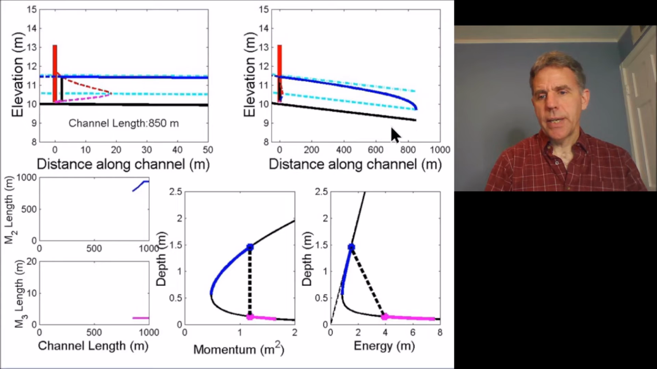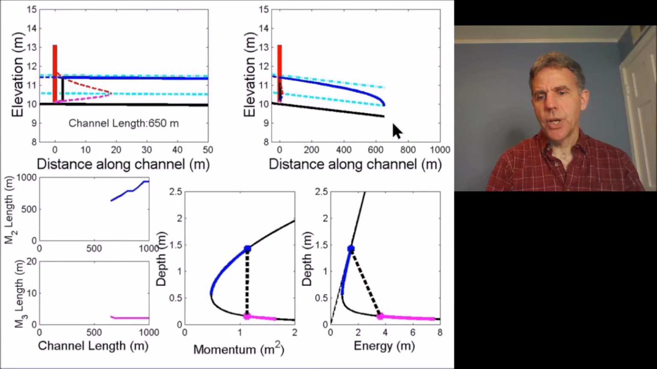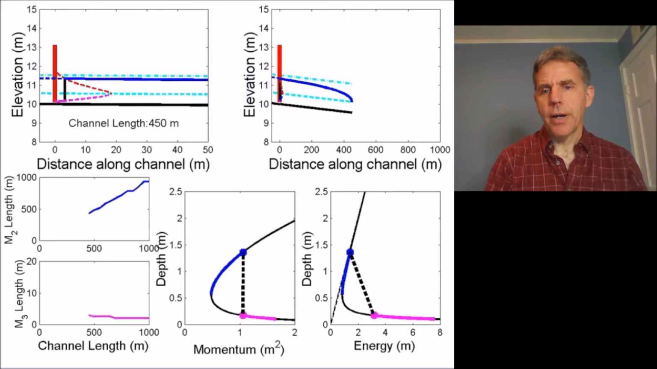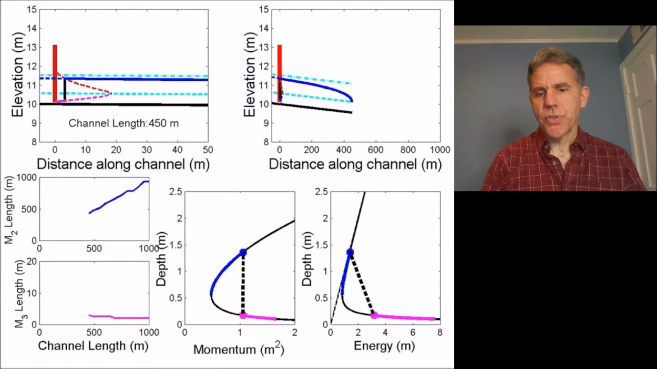So you can see in the macro view that the channel is getting shorter and shorter, about 500 meters, as I stop it right there. And let's just see what's started to happen here. You can see that the channel is shortened to probably about 500 meters. The M2 curve doesn't quite make it to as great a depth.